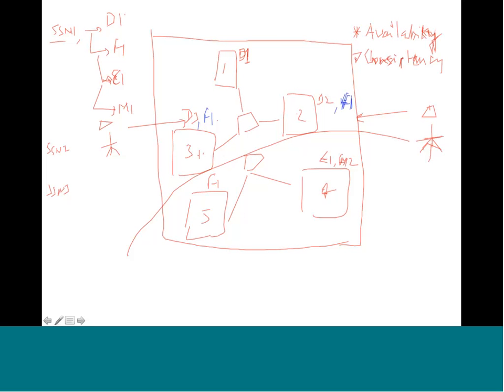So the question then becomes, what happens if this line gets snapped? If this line gets snapped, then 1, 2, and 3 do not know about 4 and 5, and 4 and 5 do not know about 1, 2, and 3. So this is the third problem with a distributed network, as you go to achieve consistency.